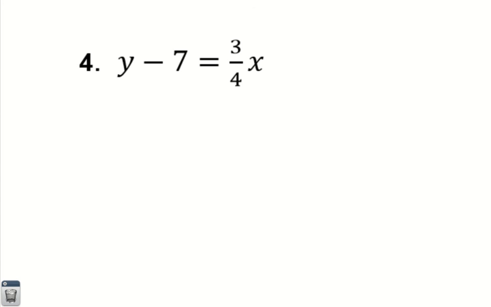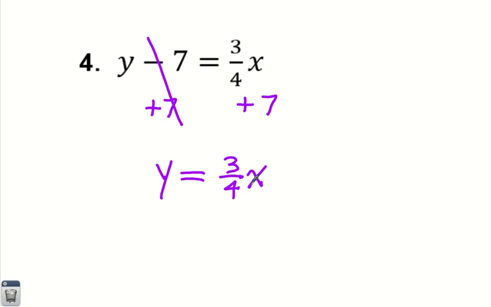Again, keep pausing the video for each new example, trying it on your own. All that would need to happen here is adding 7 to get y all alone. And over here, these do not combine, not even close. So they remain separate terms. The plus 7 is now just over there. And the x term goes first, and that one's done.